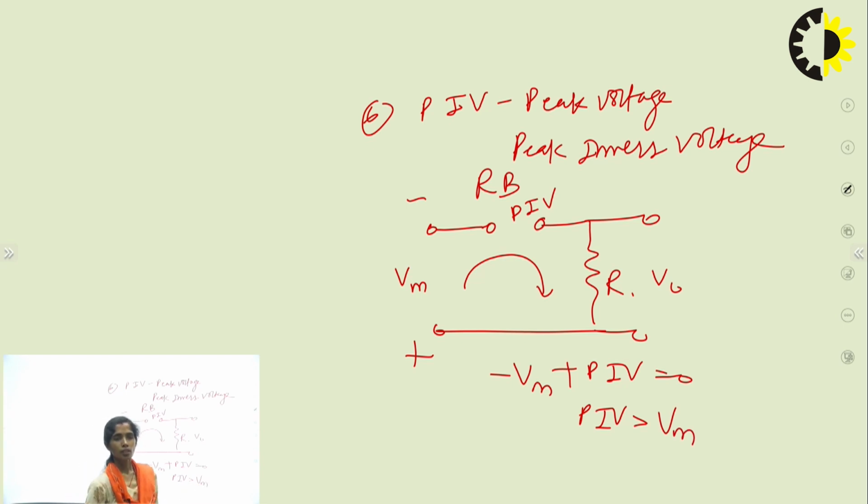So this is the peak inverse voltage factor of a half wave rectifier. The value of PIV for the half wave rectifier is equivalent to Vm, that is the peak voltage. If we exceed this value, there is a chance the diode cannot sustain for a longer period of time.